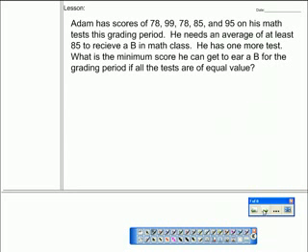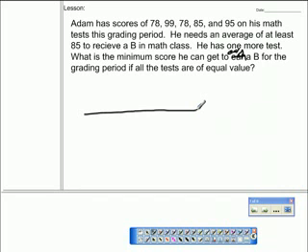Now this you can use now. You can use it this week to figure out what grade you need to get in order to get the grade you want in this class on your last mid-chapter quiz. Adam has scores of 78, 99, 78, 85, and 95 on his math tests this grading period. He needs an average of at least 85 to receive a B in math class. He has one more test. What is the minimum score he can get to earn a B for the grading period if all the tests are of equal value?